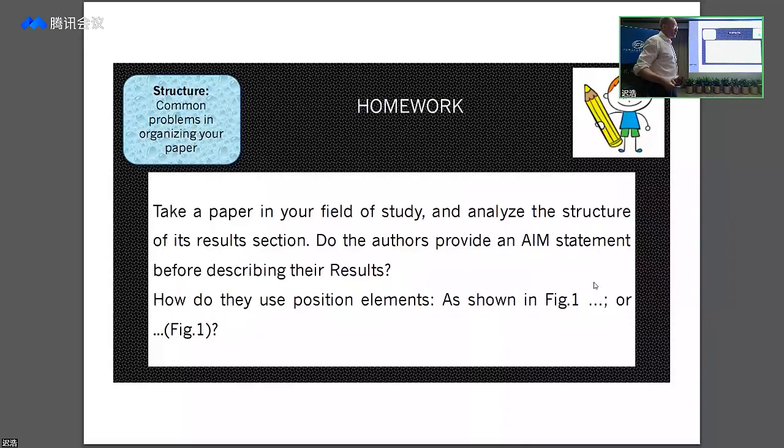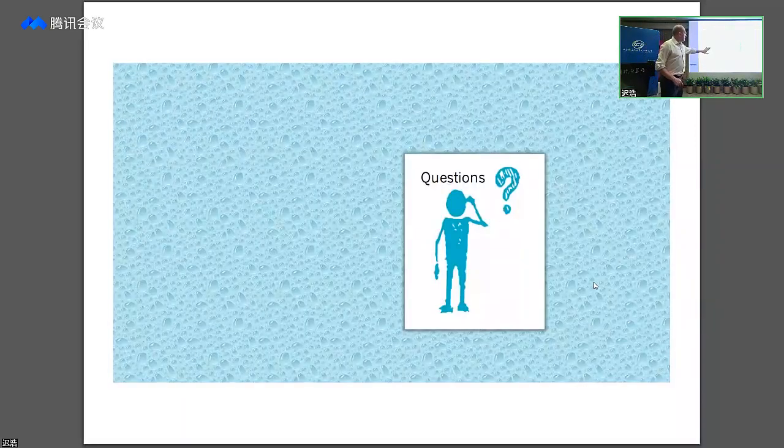If you're not sure whether you're right, write to the author, say, is this the correct aim statement for this experiment? Start interacting with those people. I'm sure they will be very happy to reply to you. Okay, so any questions related to the results section?